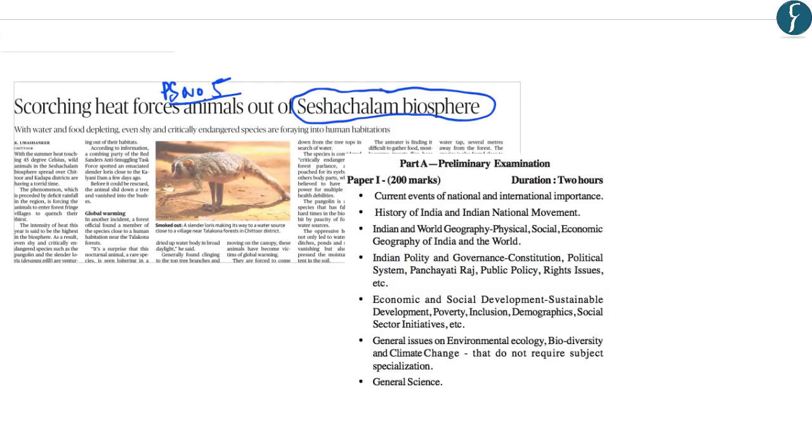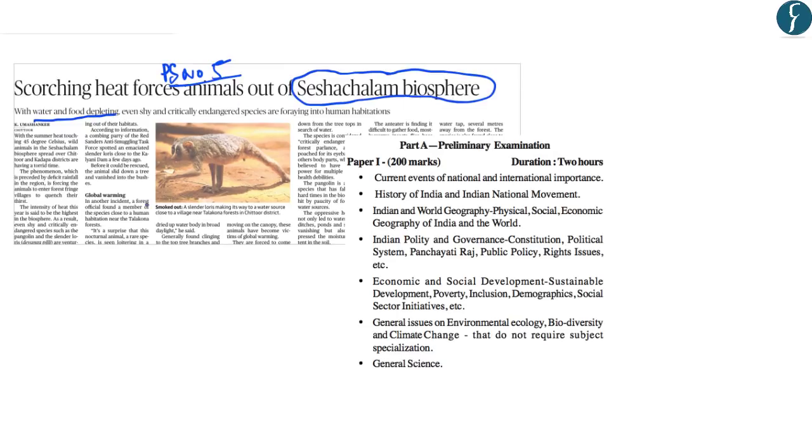And this is causing the depletion and scarcity of water and food for the wildlife. Further, it says that due to the scorching heat and scarcity of water and food, critically endangered animals like slender loris and the pangolin are venturing into human habitats. So this will form a part of the preliminary examination syllabus under the topic General Issues on Biodiversity.